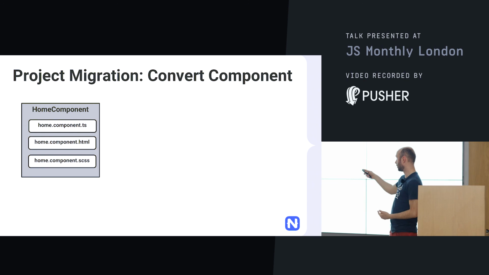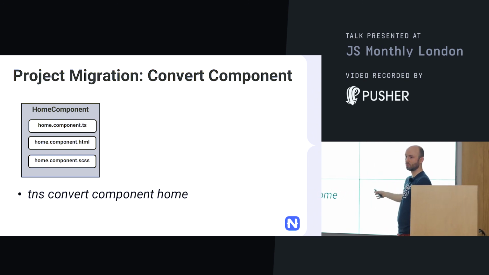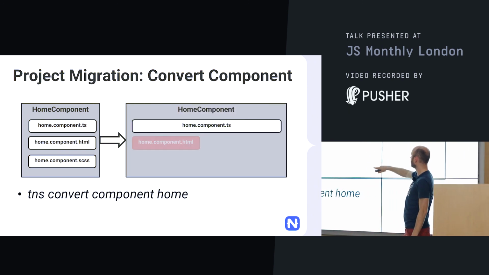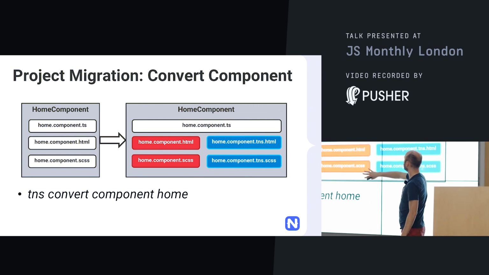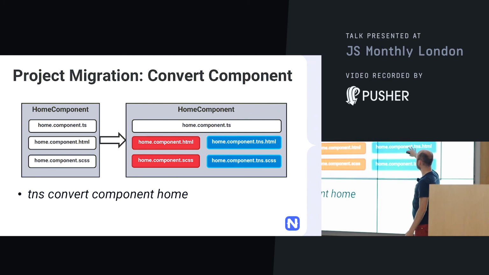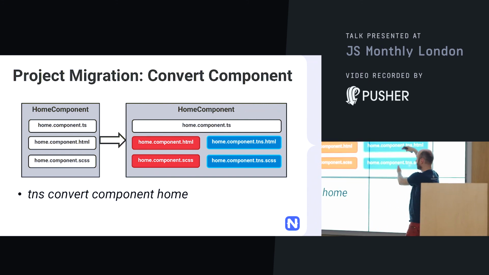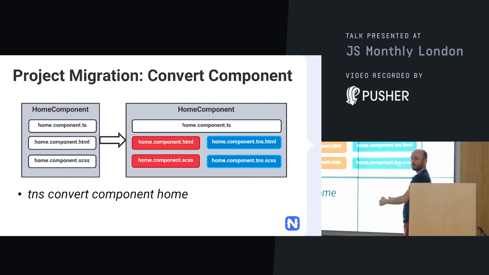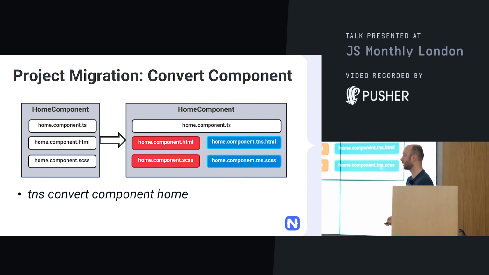So if you have an existing component, you could run something like TNS convert component home. So my home component, we're converting it, and then this will basically move these files and create the additional ones for you. So those will still be pretty empty. You still have to re-implement what goes exactly into HTML and into your SASS files, but at least the managing of the files will be done for you automatically.